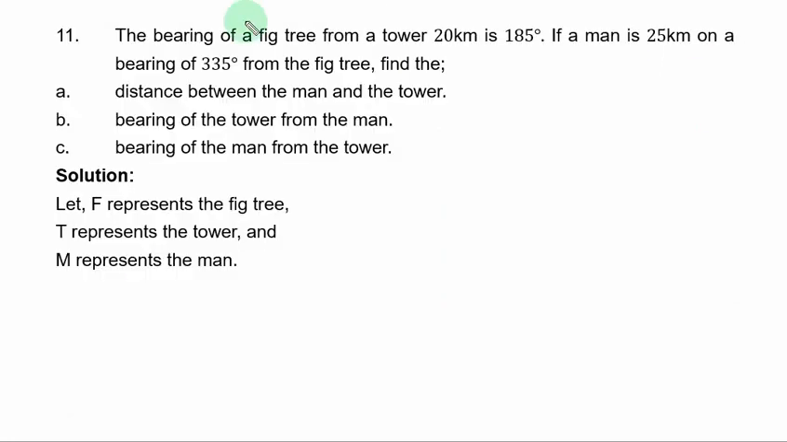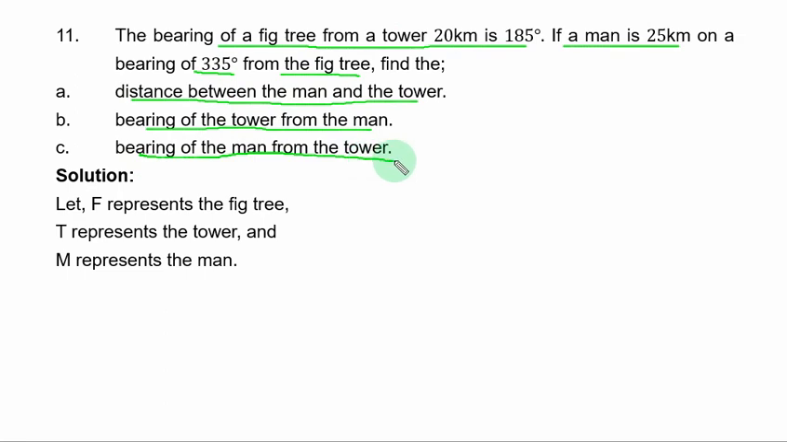Example 11. The bearing of a fig tree from a tower 20 kilometers away is 185 degrees. If a man is 25 kilometers on a bearing of 335 degrees from the fig tree, find: A, the distance between the man and the tower; B, the bearing of the tower from the man; C, the bearing of the man from the tower.